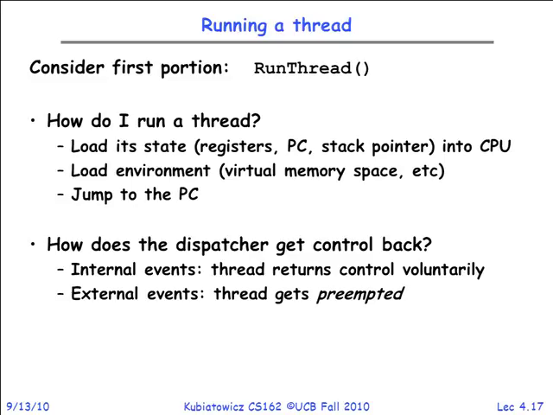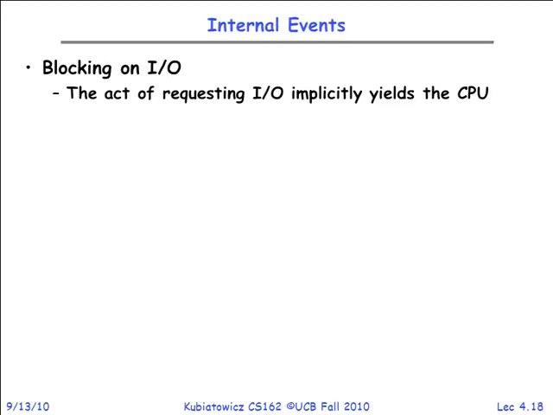So let's talk about internal events. Here's a great example. You're computing along, and then you do a print. Or you're computing along, and you write to a file. That's an internal event where you're actively giving up the CPU because you said, I want to do some I/O. So when a thread goes to do I/O, that's a great time to pull another thread off the ready queue and start it running.